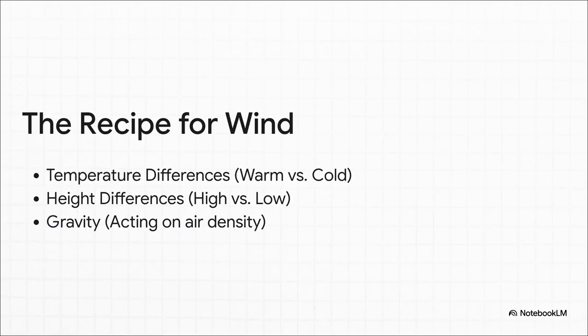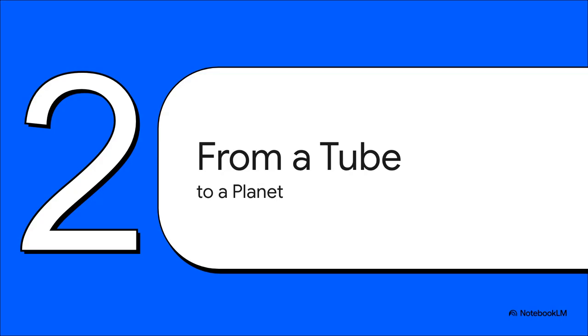So it turns out you don't just need one thing for wind. You need a trio. You need a temperature difference, yep, that creates the different densities. You need gravity, of course, to pull on those densities. But the trigger, the thing that makes it all go, is a height difference, high and low. Without that, nothing happens. Now here's the really cool part.